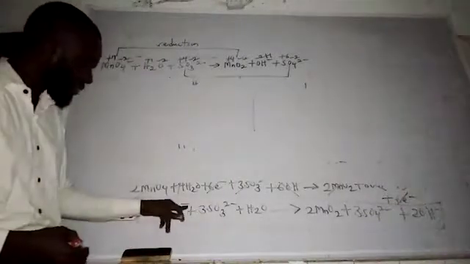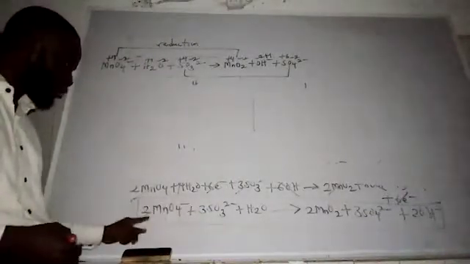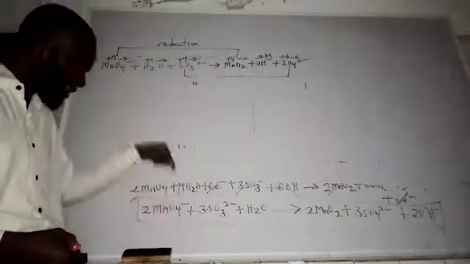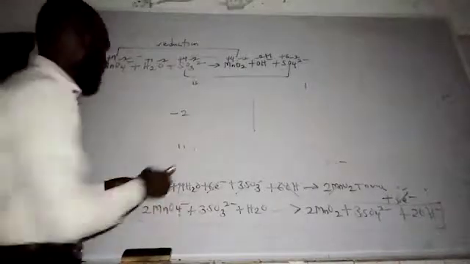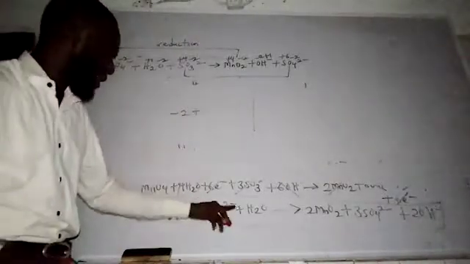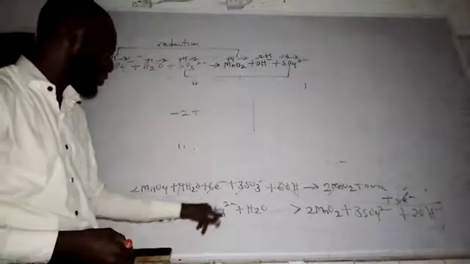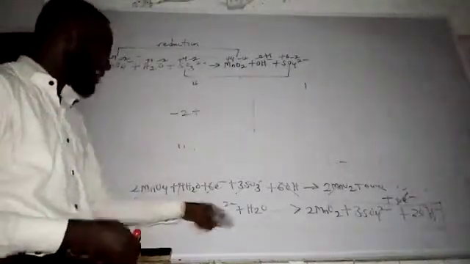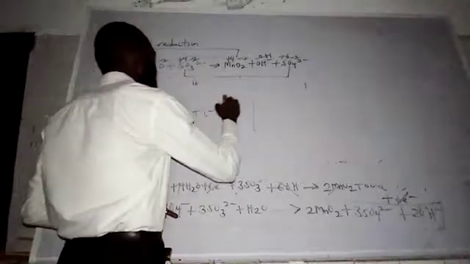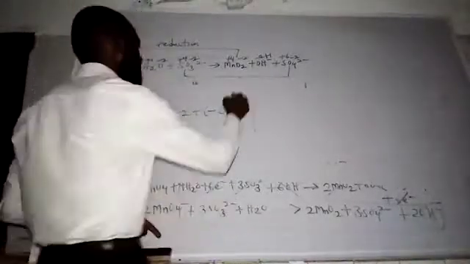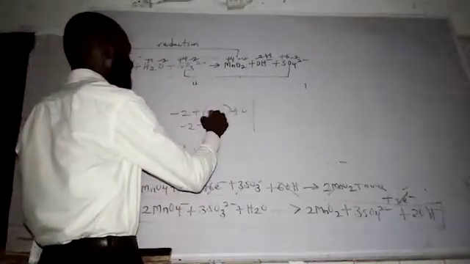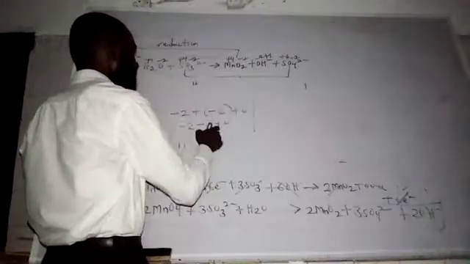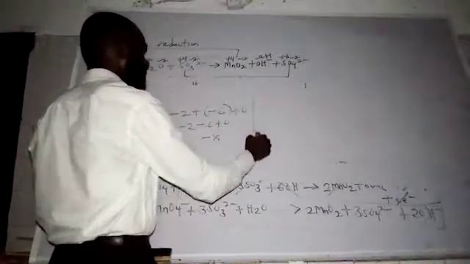On the left hand side, I have 2MnO4⁻. That means I have a net charge of minus 2, because there are 2 molecules of MnO4⁻ in this. Plus, now I have 3 atoms of SO3²⁻. That means I will have 2 times 3, that's minus 6. Then for water, plus 0. So that will be minus 2 minus 6, which is minus 8 on the left hand side.